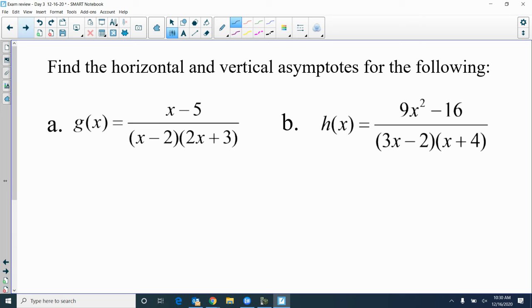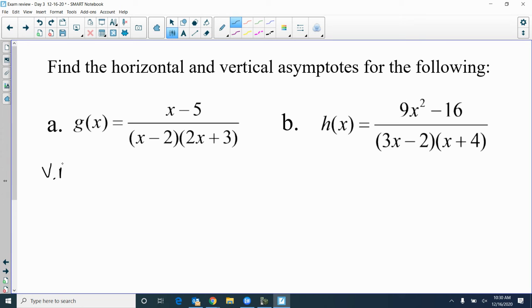All right, vertical asymptotes. Tyler, do you remember how to find those? No. No? All right, good. We can tell you. Vertical asymptotes are where the denominator equals 0. Wherever the denominator equals 0.